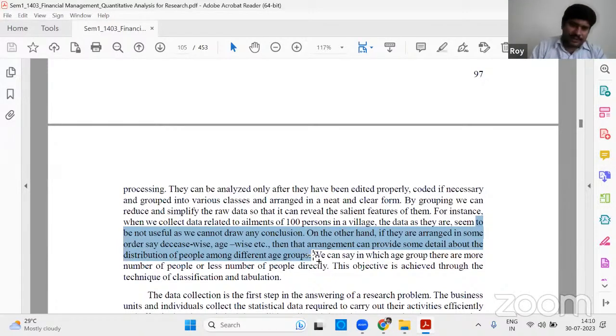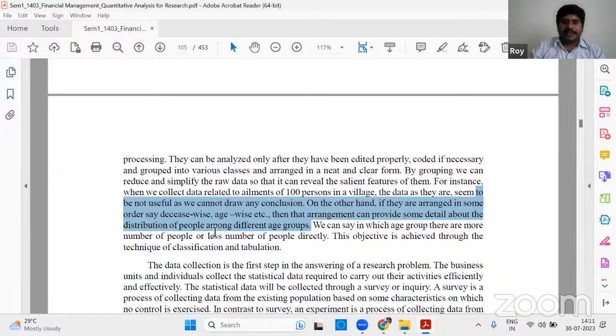But who are the persons? Collect them district-wise. Okay, from this district, from this age group, and so on. Some segregation, demographic variables also we need to take.